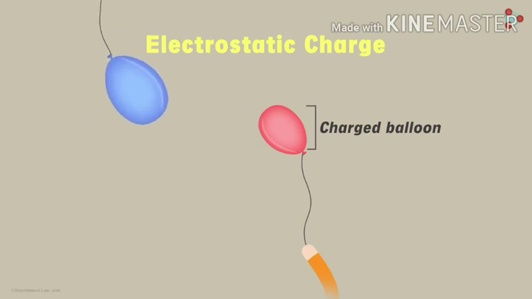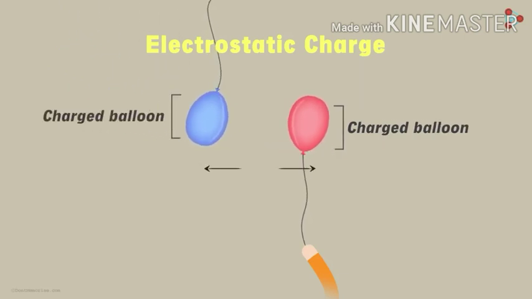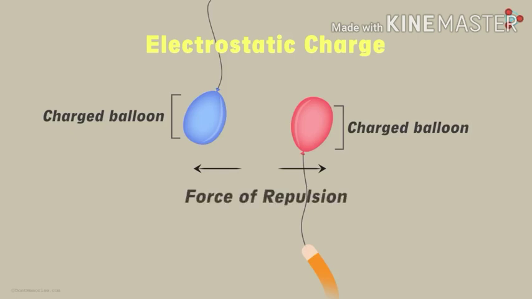Now rub the suspended balloon also with the woolen cloth. It will also be charged. So we have two charged balloons now. Bring them together. What did you see now? Both the balloons are moving away from each other now. That is, they are repelling each other. Again, they are repelling each other because of the force that is acting between them. But here, the force is repulsive in nature.